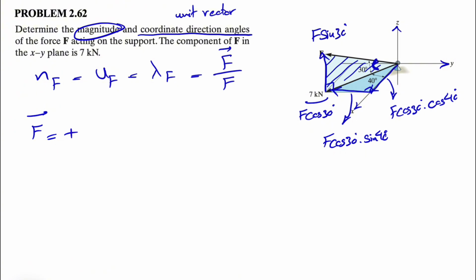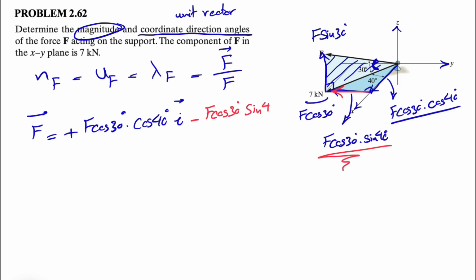Our x is positive, as I mentioned: F cosine of 30 degrees times cosine of 40 degrees i, which is what we found here. And that would be our y component, which I'm going to show in a different color. As we can see, it's to the left, so we have a negative sign here: minus F cosine of 30 degrees times sine of 40 degrees j. And I'm going to show the z component, which is this one. It is upward, so it's in the positive direction of the z-axis, so plus F sine of 30 degrees k.